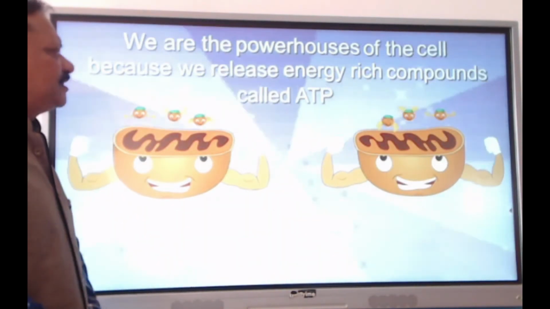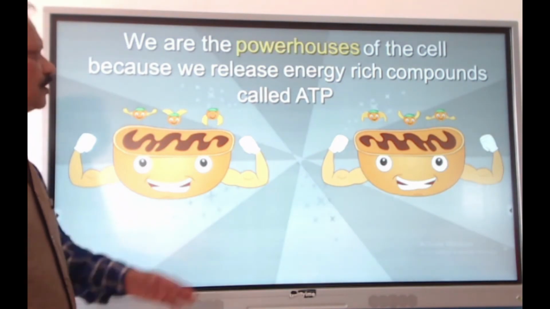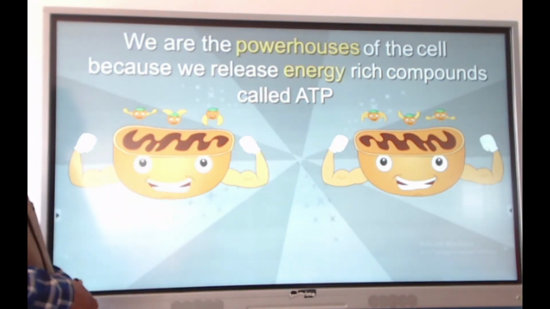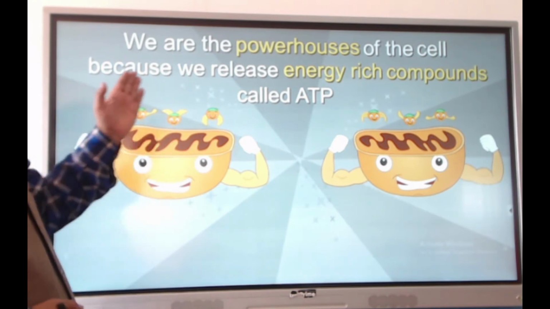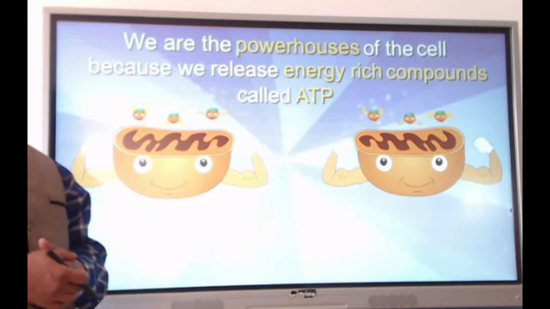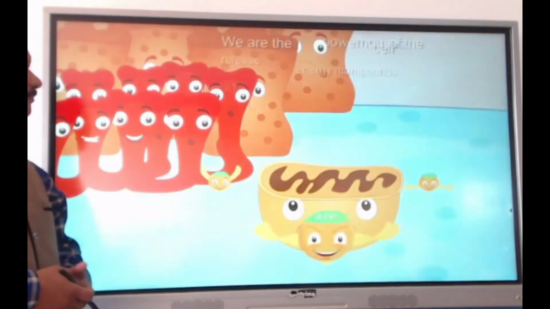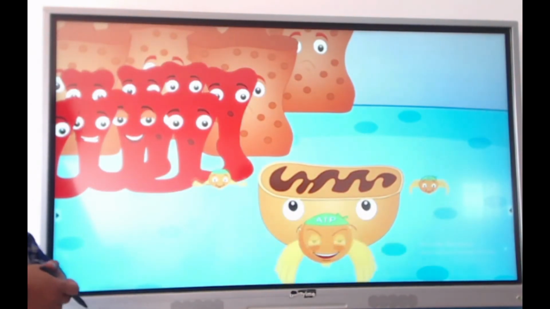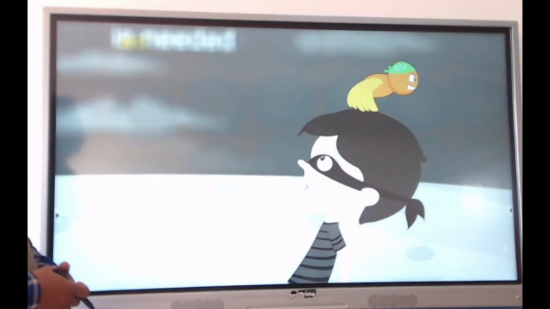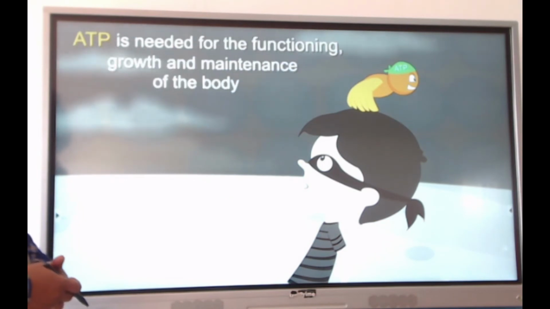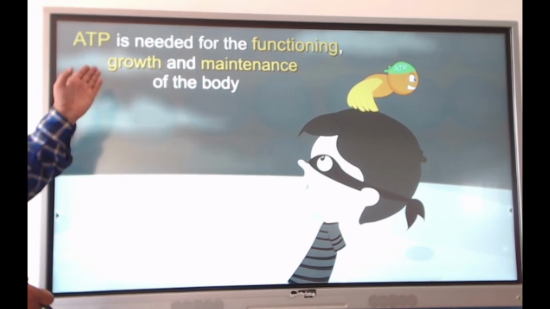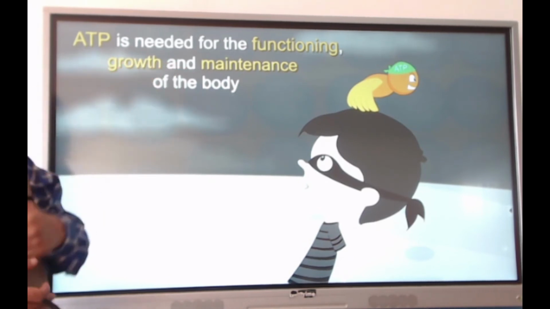So, time is restricted. So, as a result, you just observe it. The energy is in the form of ATP, that is adenosine triphosphate. ATP is required for functioning, growth and maintenance of the body.